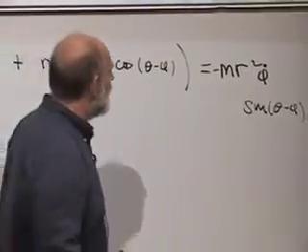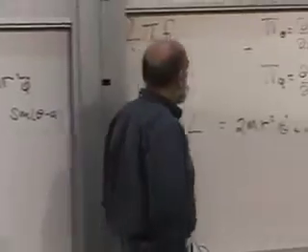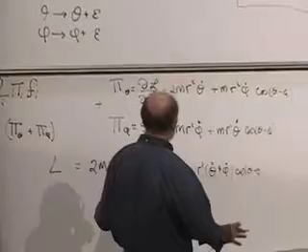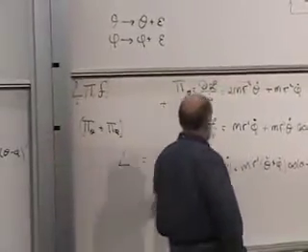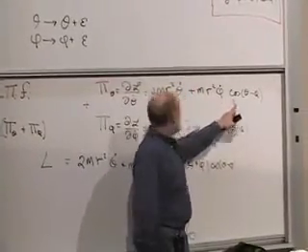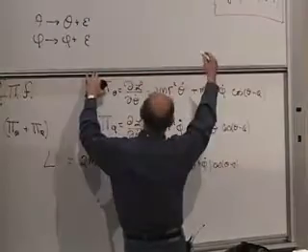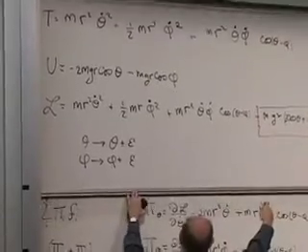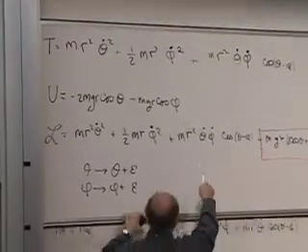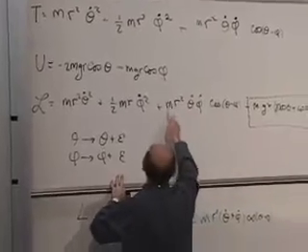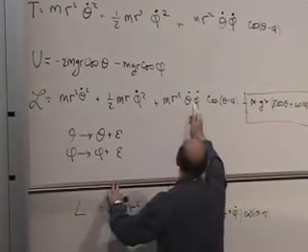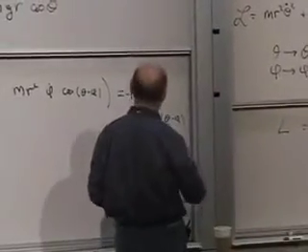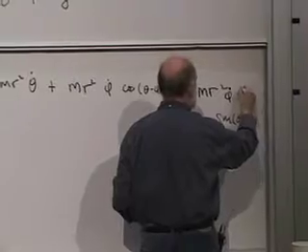So you get a theta dot, t dot. Mr squared phi dot times the derivative. The derivative of the Lagrangian with respect to theta. So that's going to give me another phi theta dot? Yes, thank you, good.